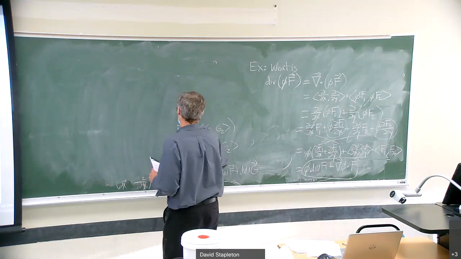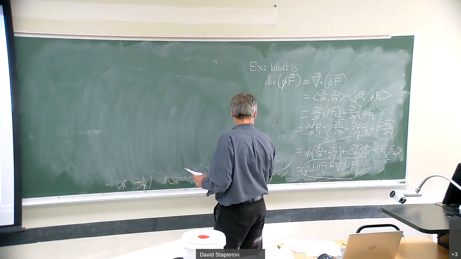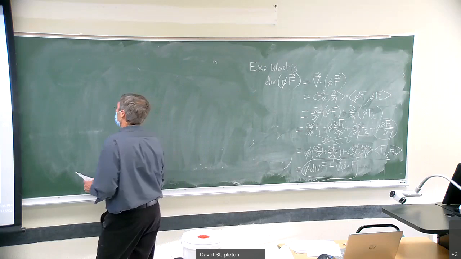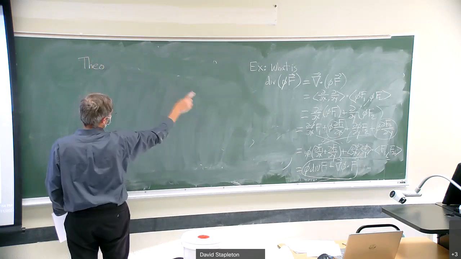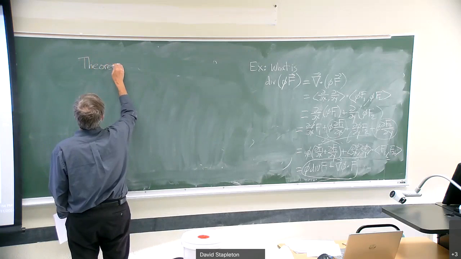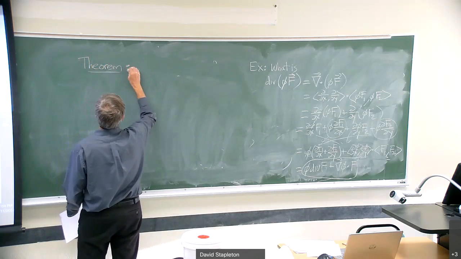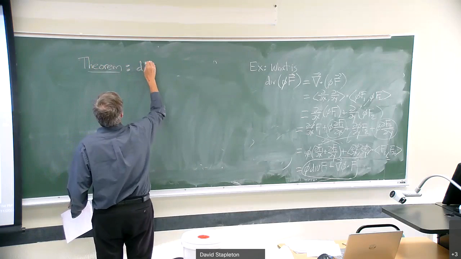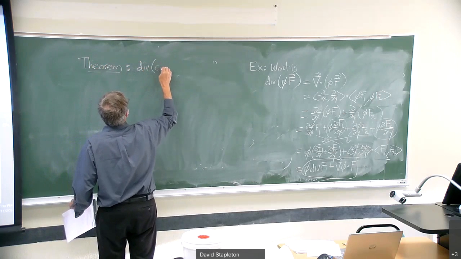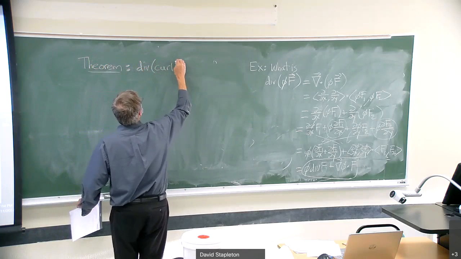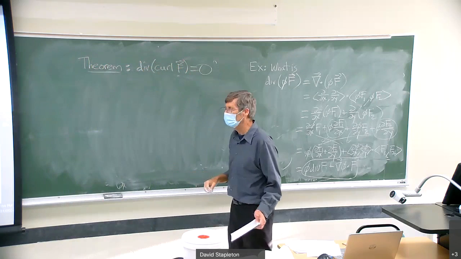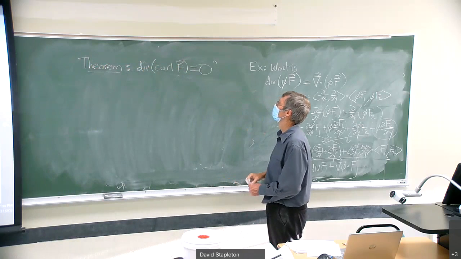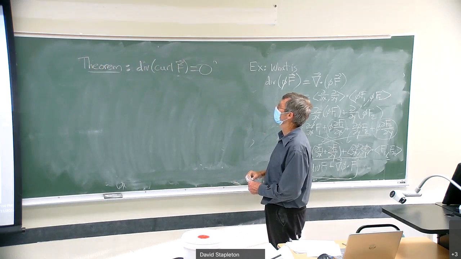One very important property that's used in a lot of these applications is this one, and you might guess what this one is. But here's a theorem. That's a theorem too, but I won't write it as such. But here's another theorem: the divergence of the curl of F is equal to 0. How can that be?